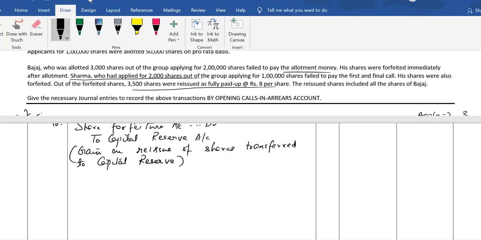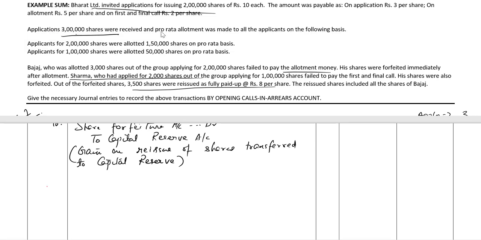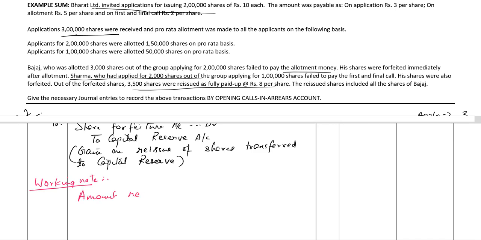So let's do the working for the calculation of gain on the reissue. Working note. We need to get the amount received from the defaulting shareholders on the 3,500 shares reissued, minus the discount on the reissue.